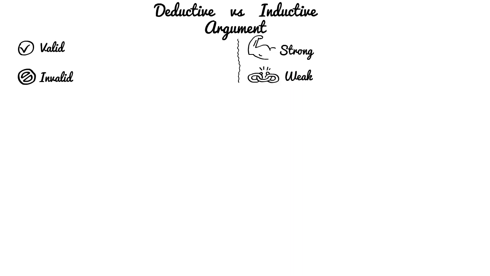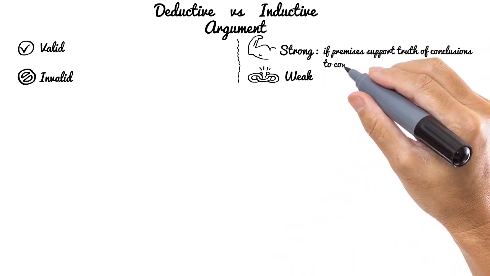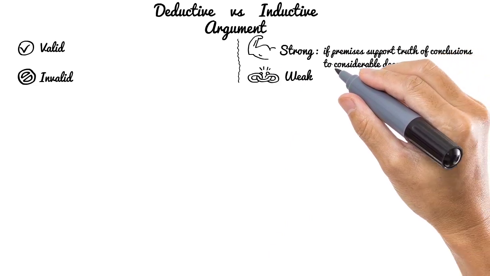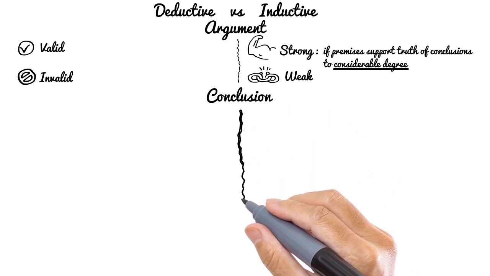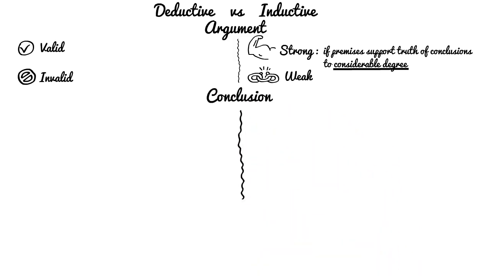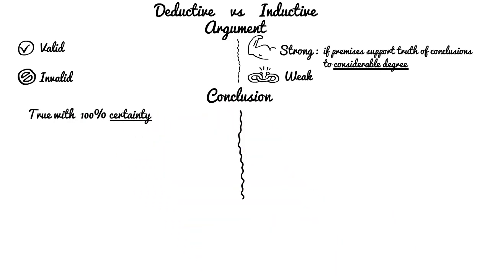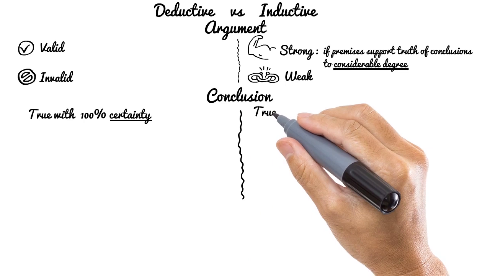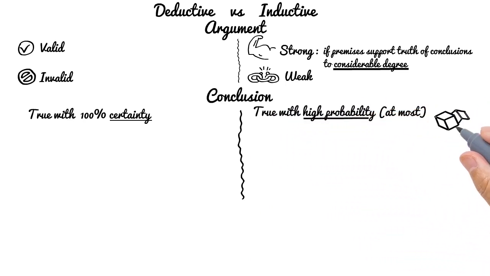An inductive argument is strong if its premises support the truth of its conclusion to a considerable degree. Interesting thing to compare: given the truth of all its premises, the conclusion of a valid deductive argument is true with 100% certainty. But for an inductive argument, it's different. Even given the truth of all its premises, the conclusion of an inductive argument is true with at most high probability, but not absolute certainty.